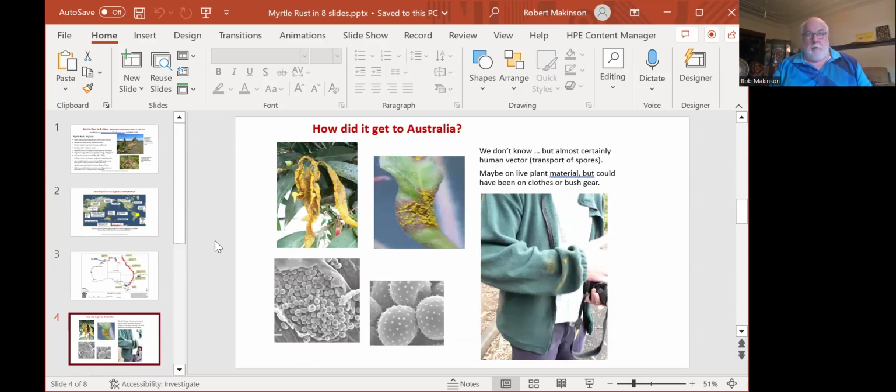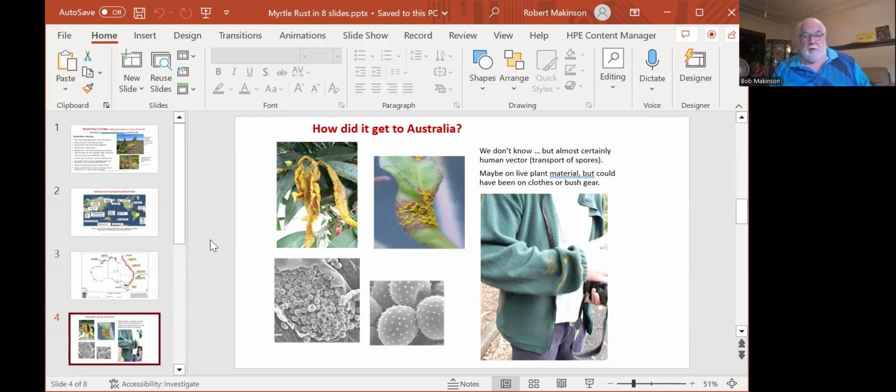We don't know how myrtle rust got to Australia. It could possibly have been by wind. Some rusts have been recorded as travelling intercontinental distances, but it's probably much more likely that it was brought in either by illegal importation of plant material or on somebody's clothing or gear returning from overseas. This set of slides illustrates just how easily one can become a vector for it.